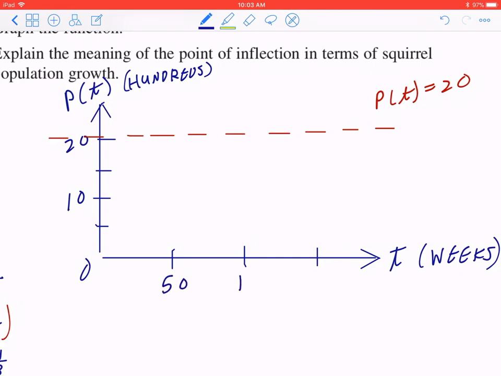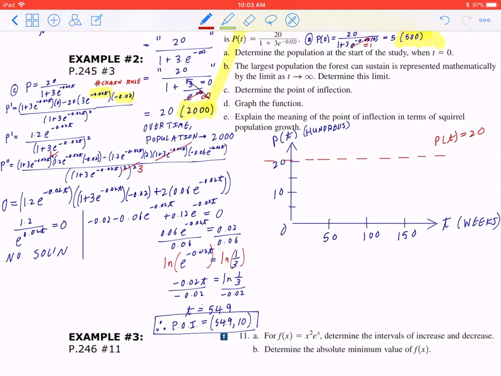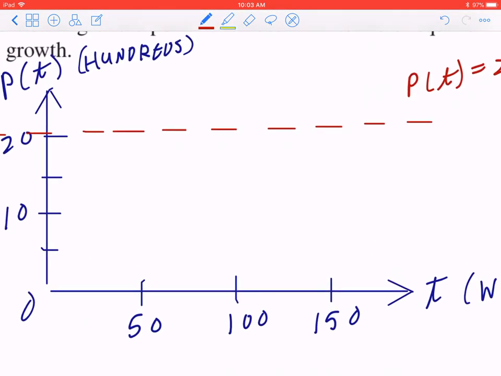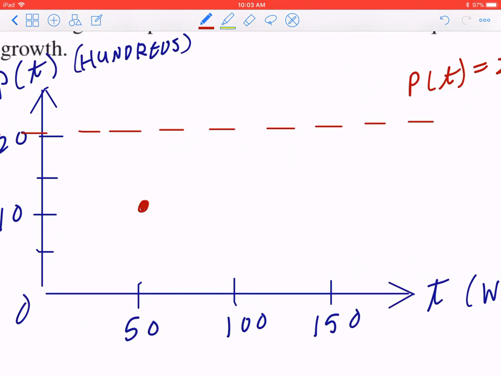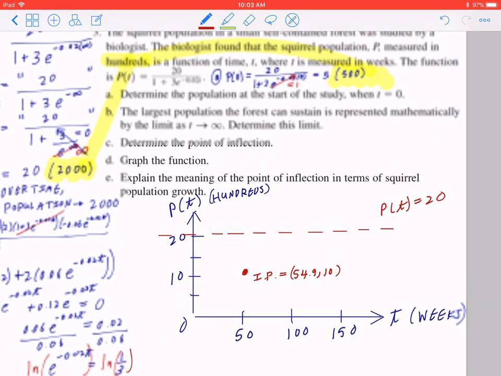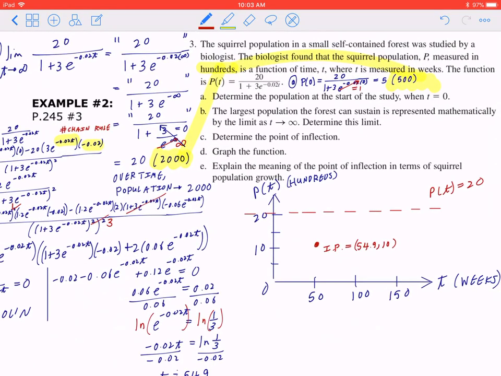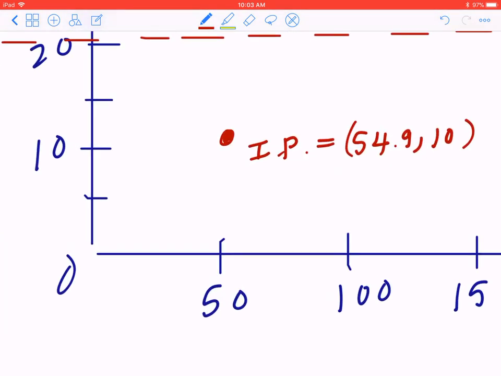50, 100, 150. Now again, we're going to combine all the information that we've calculated so far. One idea was the point of inflection is (54.9, 10). So it's going to be roughly right there. You can label this as the inflection point, or the point of inflection, (54.9, 10). And from part A, we talked about the initial population, which was 5, which really means 500. You can even label this. That's going to be (0, 5).